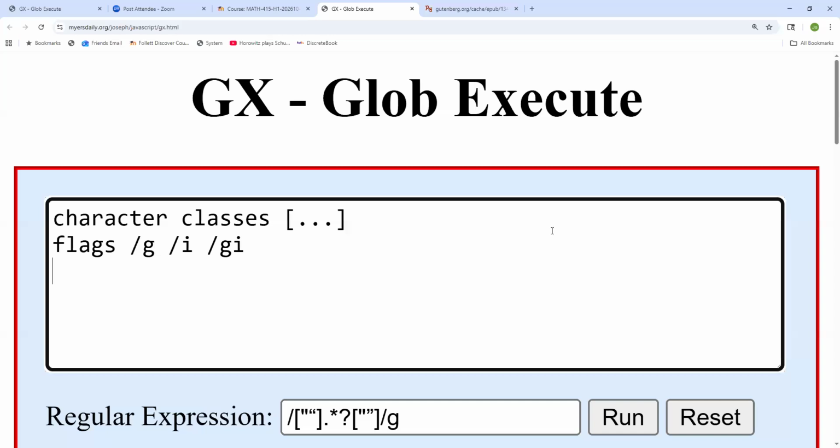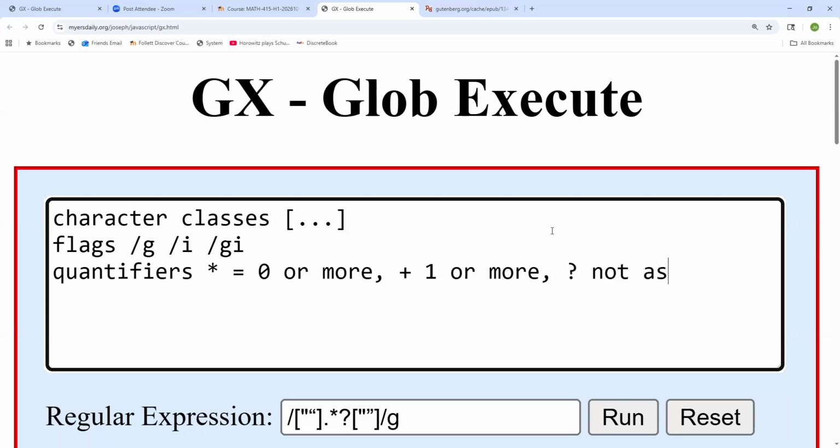We have used quantifiers like star, plus, and question mark. Star means 0 or more times, plus means at least once. So star means find something 0 or more times, as many as possible. Plus means to find something at least once, 1 or more times, as many as possible. And the question mark means to make it as few as possible to find a match.